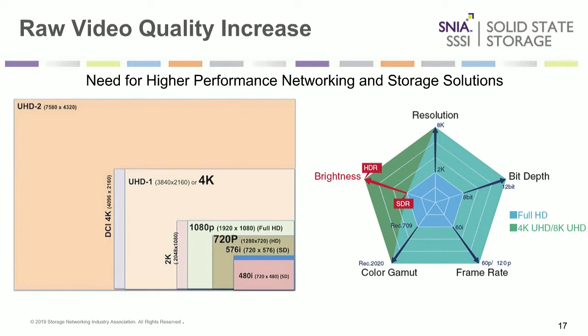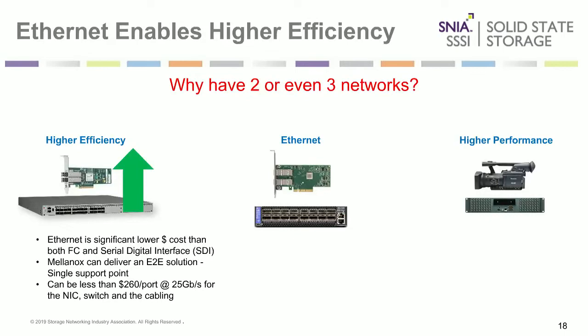All the numbers I'm mentioning here are uncompressed, of course, but even if you compress it, there is a very high demand for higher performance networking and, of course, storage as well. The industry today is using fiber channel for storage and the serial digital interface, or SDI, which is very old but has been used for many years for the traffic itself. The industry now needs to find a better, more efficient, faster, cheaper way to transfer and do the job.